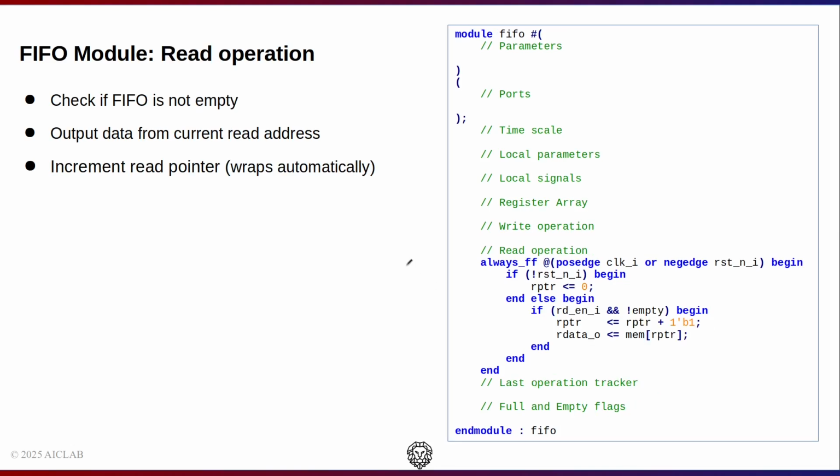We code the write operation inside a sequential block. Let's look at the read operation. Initially, the read pointer is set to 0. During the read operation, we check if the FIFO is not empty. Here is the read operation and the FIFO is not empty. Output data from the current read address. Here is the current read address and we put it in the output. Then increment the read pointer. In this line, we increment the read pointer.